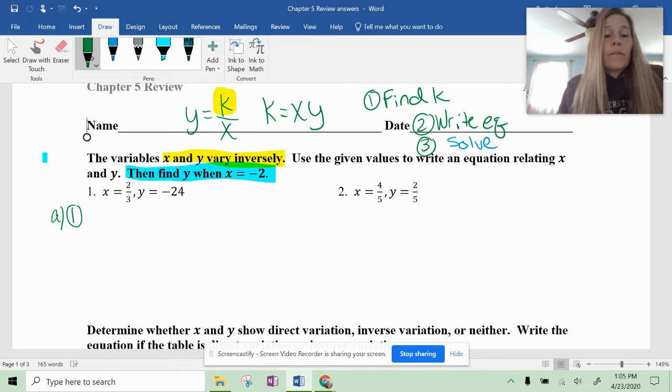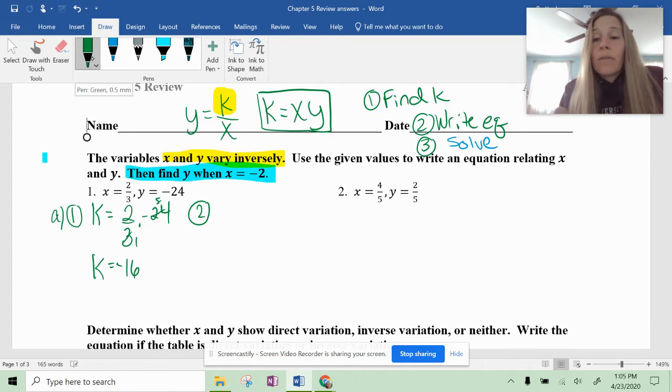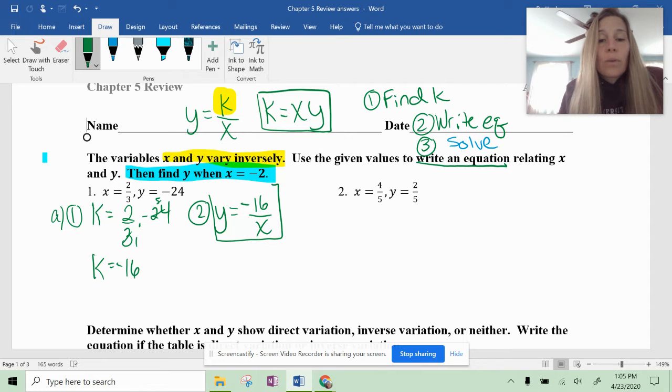Okay, so for number 1, the first thing we want to do is find K. And to do that for inverse variation, you're just gonna multiply the X and the Y. So to find my K here, I'm just going to multiply 2/3 times -24. And I can just kind of simplify this by cross-canceling a little bit, and then I end up with -16. Now I'm not done because I need to write the equation. It says use the given values to write an equation relating X and Y. So that's that inverse variation equation. So Y equals, and then I put in that -16 that I just got for K over X. So that's what the equation looks like.